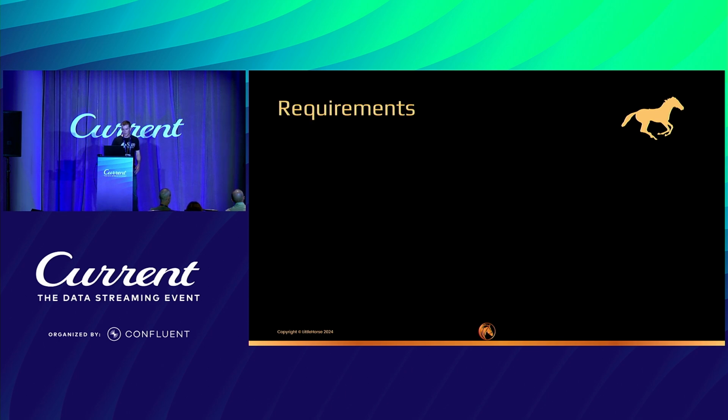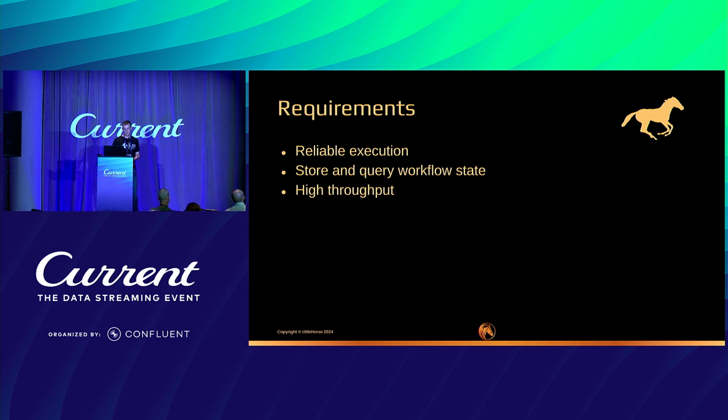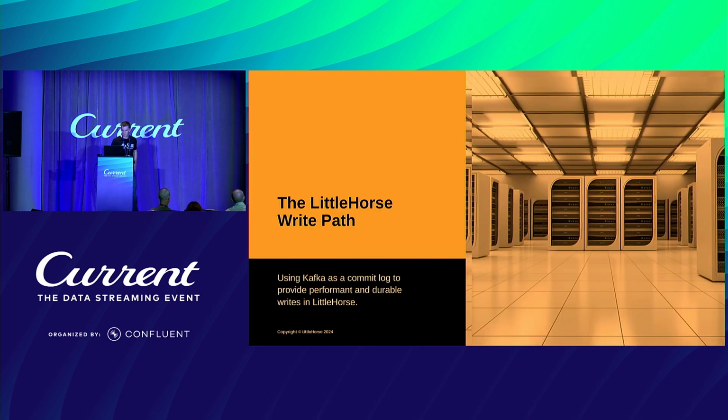So the requirements are we need to have reliable execution, which means we should avoid downtime as much as possible, and we should have some form of exactly-once semantics. We should not lose data. We also need to be able to store and query workflow state. And it needs to be high throughput, which means we need to scale horizontally, and we need to have efficient use of network, memory, and CPU. Already we've seen how Kafka Streams provides horizontal scalability, and we're going to see how it allows us to store and query workflow state, and also how it gives us reliable execution pretty soon.